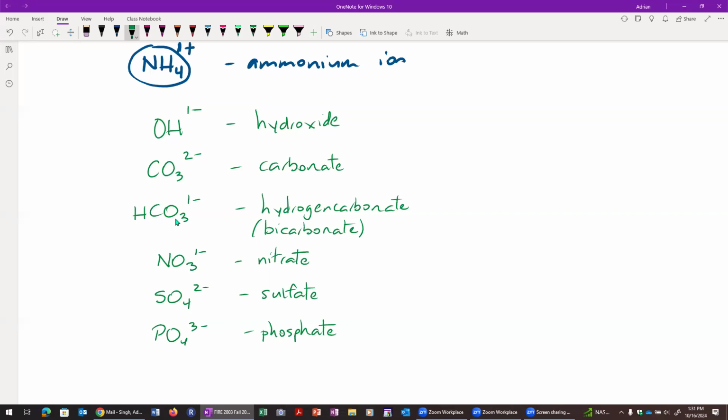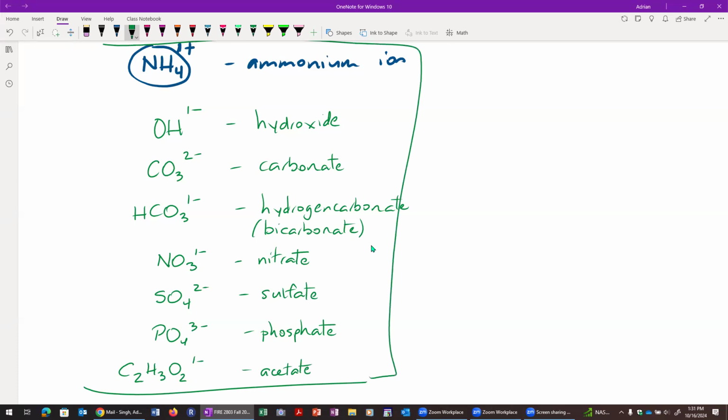Okay, so we've seen 1, 2, 3, 4, 5, 6, 7 of these polyatomic ions. And I think those are the most common ones. Actually, let me add one more on here, maybe the most complicated one. This is C2H3O2. This has 3 different types of atoms, and this has a 1 minus charge. This is called acetate. All right, so all of these 8 polyatomic ions, you need to know these names, formulas, and their charges.